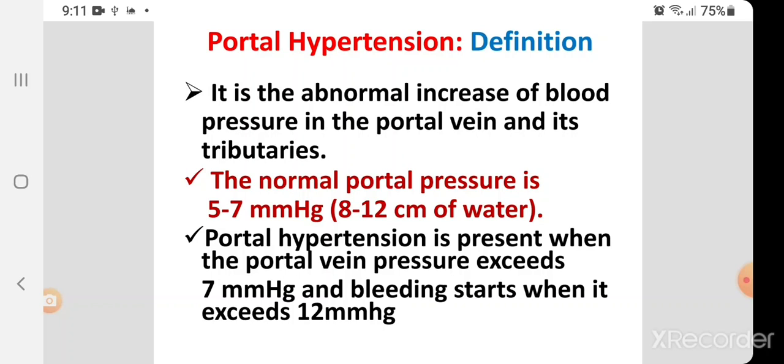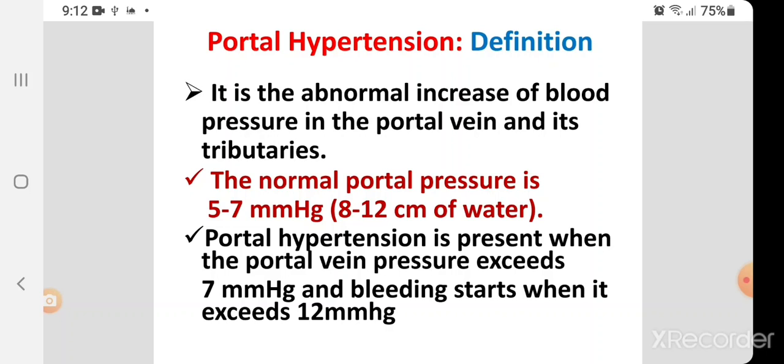Definition of portal hypertension: it is the abnormal increase of blood pressure in the portal vein and its tributaries. Of course, you know that the blood from the GIT goes through the portal vein to the liver. It doesn't go directly into the systemic circulation. It has a specific circulation which is called portal circulation. It goes through the portal vein to the liver, and then from the liver the nutrients are sorted out, and then blood goes from the liver through the hepatic veins into the inferior vena cava.